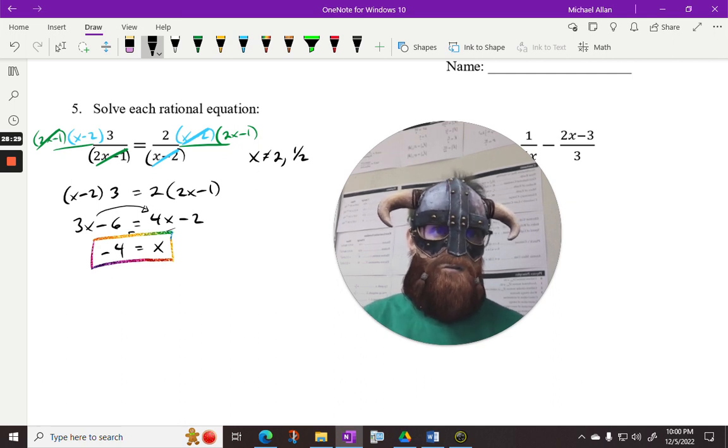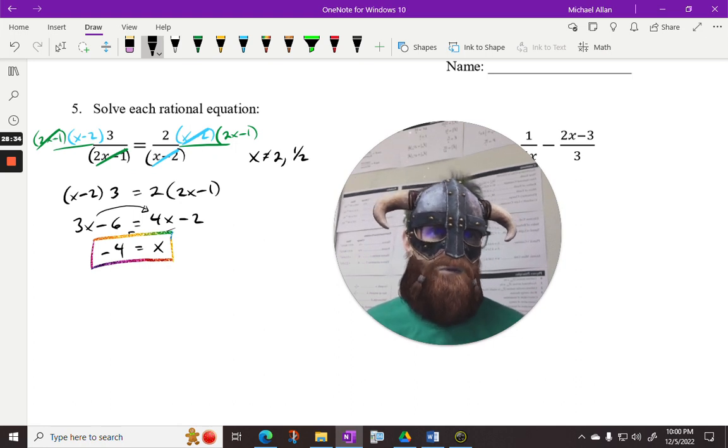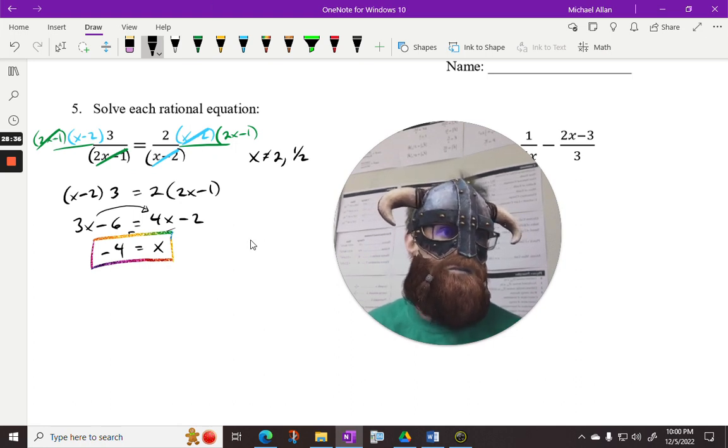So it's not one of those. Hopefully we did it correctly. If you want to, you can go back and verify them, put the negative 4 in all the x spots, see if it works. Hopefully it does.